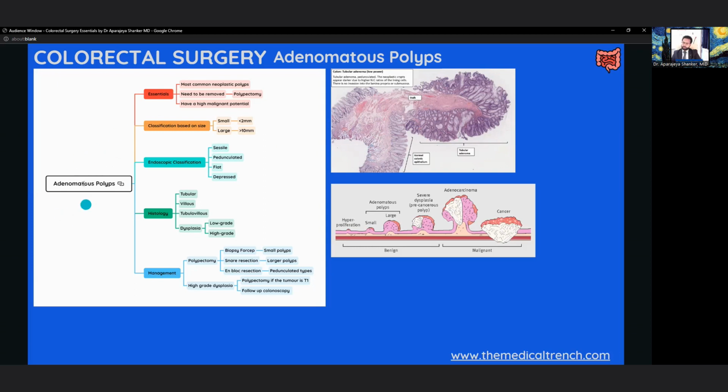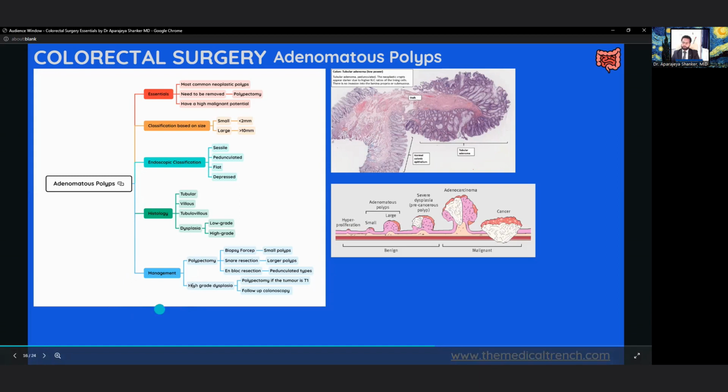And we define adenomatous polyps in two ways, essentially. One is its classification based on size. The second is a histological classification. And one important factor is that you need to know whether it has low-grade dysplasia or high-grade dysplasia. High grade dysplasia is worse than low grade, right? And again, you could use the same endoscopic classification.